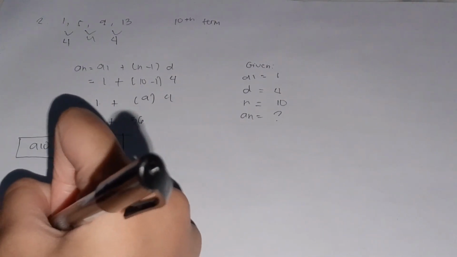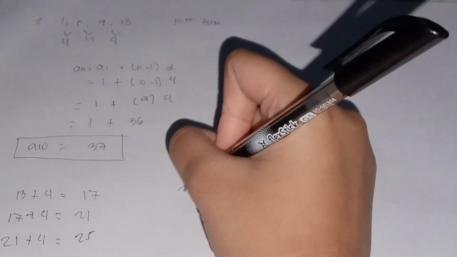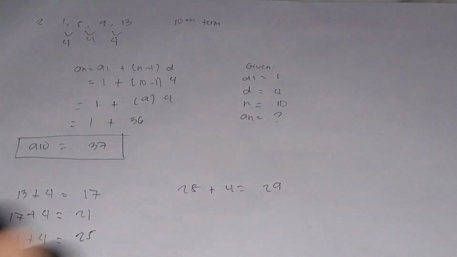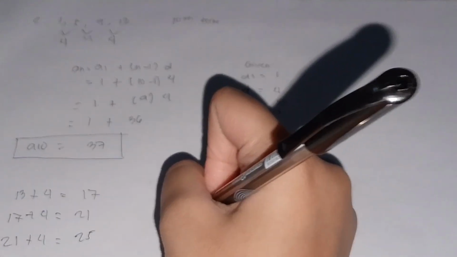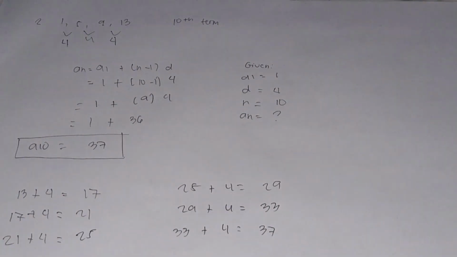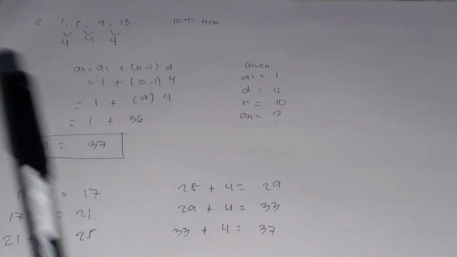21 plus 4 is equal to 25. And then 25 plus 4 is equal to 29. And then 29 plus 4 is equal to 33. And then 33 plus 4 is equal to 37. So let's count if 37 is the correct answer. First term, let's count: 1, 2, 3, 4, 5, 6, 7, 8, 9, 10. So therefore our answer is correct.